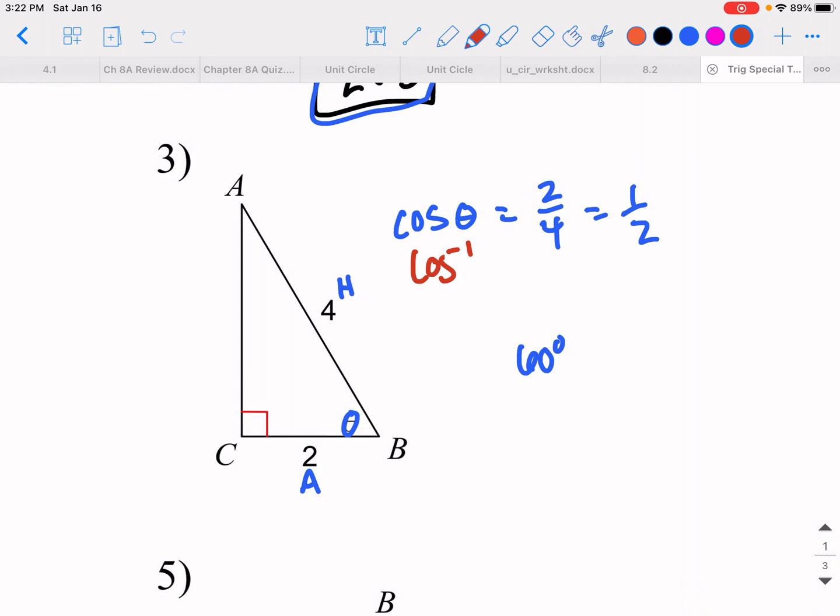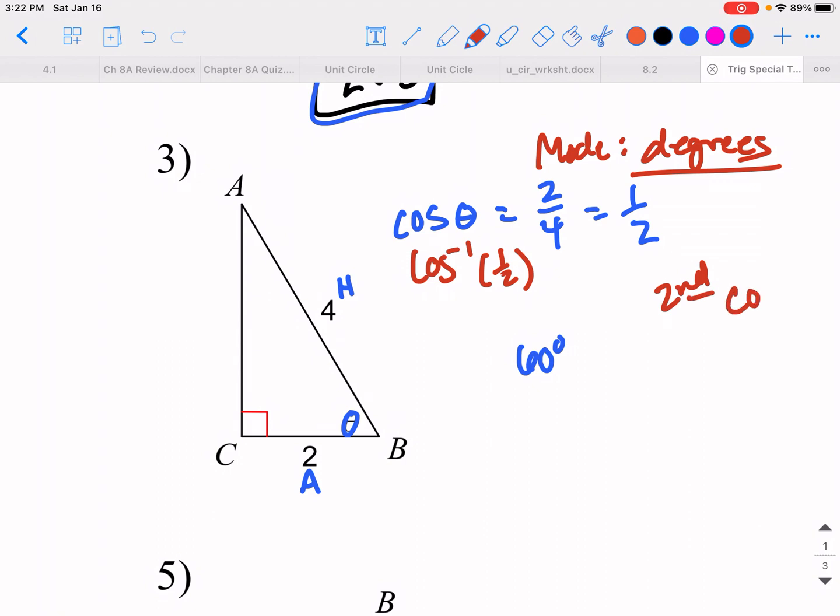So I'll have cosine inverse of 1/2, type that in our calculator. And once again, make sure your mode is in degrees. It's really important that your calculator is in degrees when you evaluate this. You change your mode to degrees. So you get cosine inverse, and you'll just hit second cos, and that will give you your inverse. And then 1/2 and 60. So we know that theta is 60 degrees.